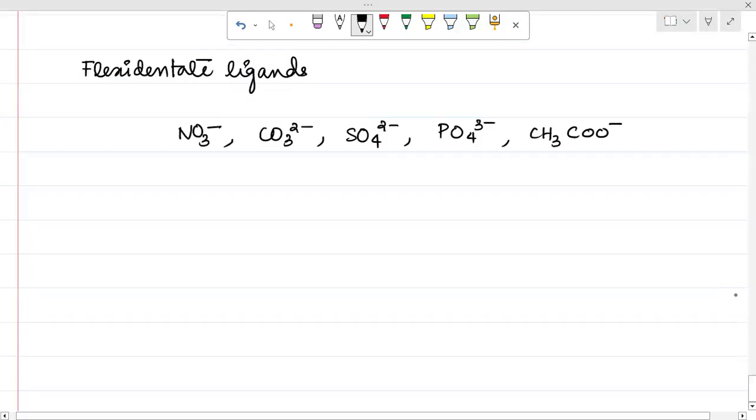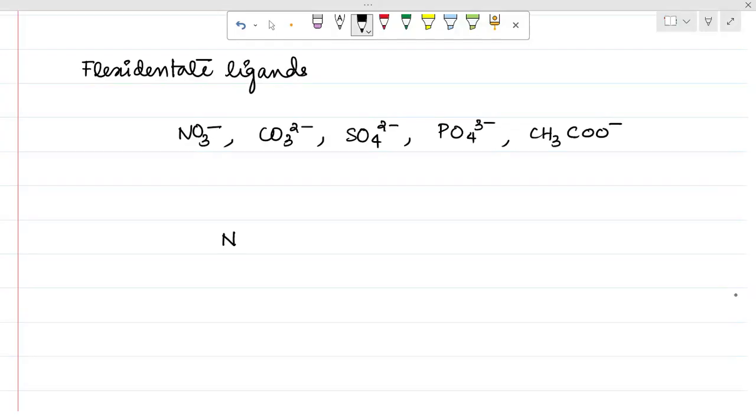Flexidentate ligands means, let's say you take NO3. I'll take the example of NO3 minus because that was asked. So you have one minus. O. So this is 1, 2, 3, 4, 5, 6, 7, 8. Nitrogen can form only 3 bonds, but it is forming 4. So this will be plus. This oxygen will be minus to complete the octet. This will also be minus. So the total charge is minus, NO3 minus.